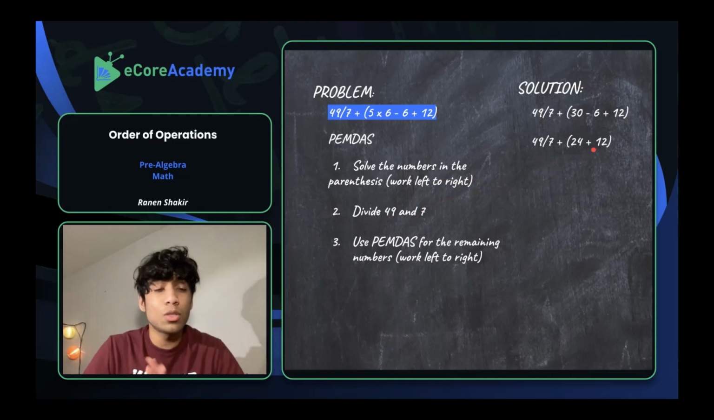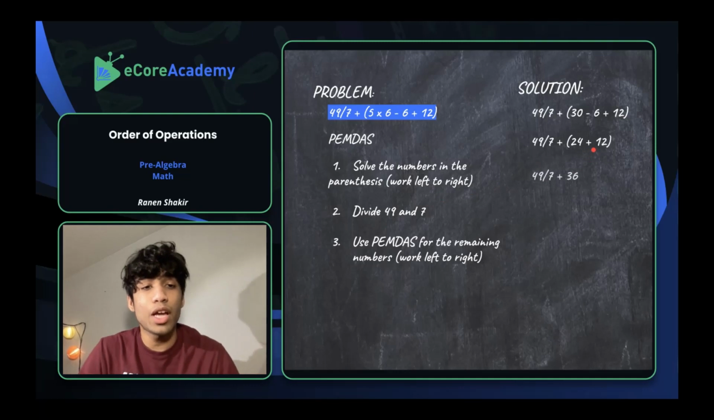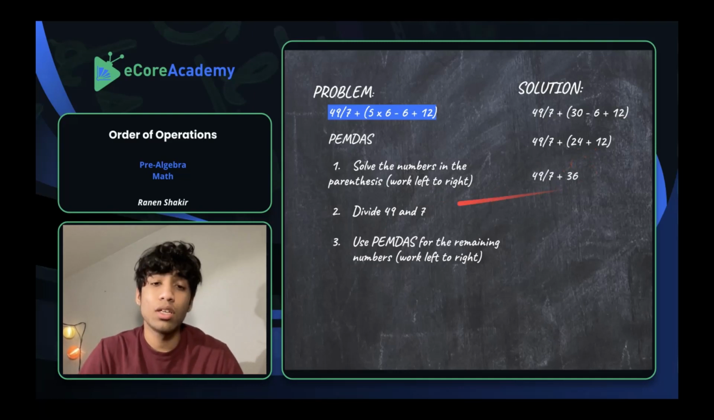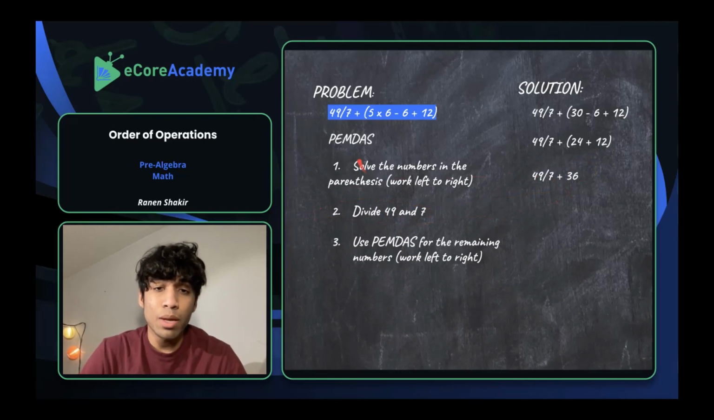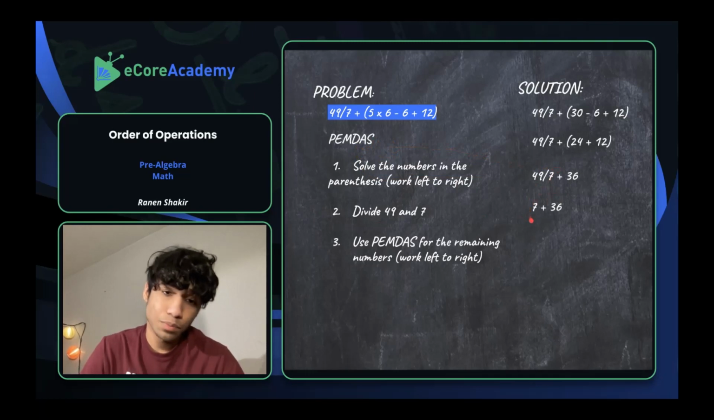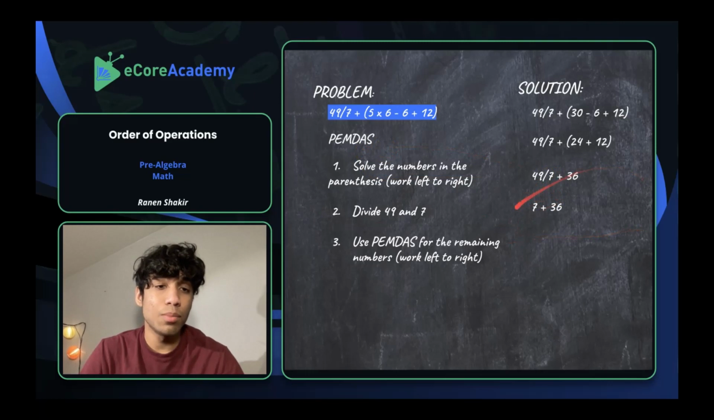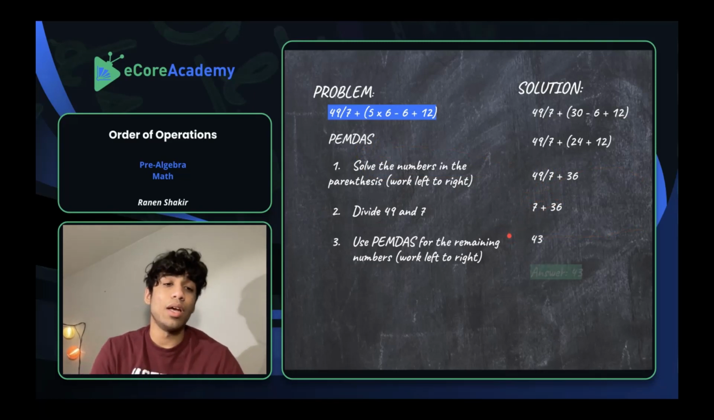Since we're still in the parentheses, we're not done with the parentheses yet. Once we add 24 and 12, we get 36. And then step 2 will be to divide 49 and 7, since in PEMDAS, division comes before addition or subtraction. Once we do that, we get 7. 49 divided by 7 is 7. And our final step is just going to be to add the rest of this, and we get 43.